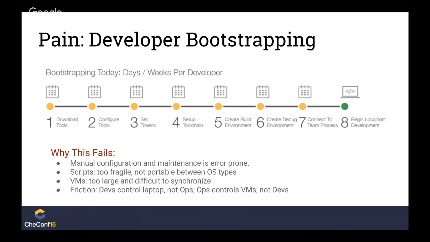And there's a lot of reasons why this doesn't work. Typically, the default is that this is going to rely on manual configuration or scripts. Sometimes people are trying to use VMs, but the difficulty there is that they're huge and they're difficult to synchronize and keep synchronized over time. So you get this friction where often operations looks at the hundreds or thousands of laptops out there and sees a massive attack surface, a huge security risk, and immediately tries to start locking down.